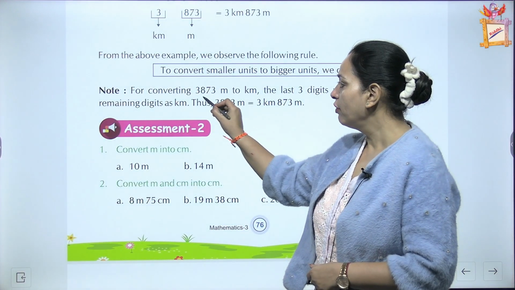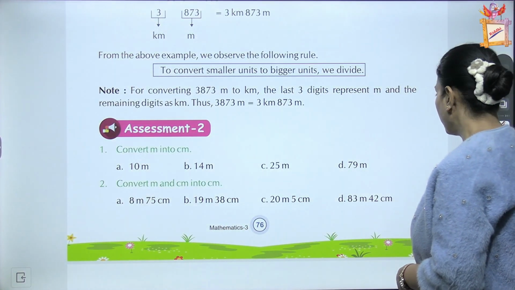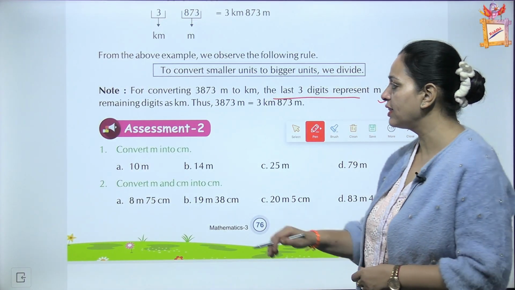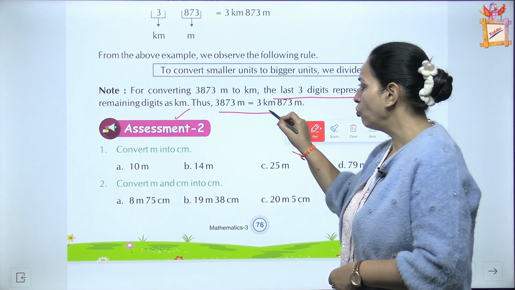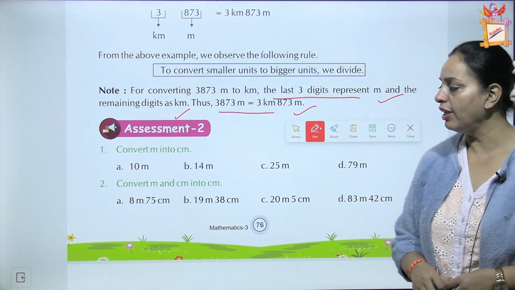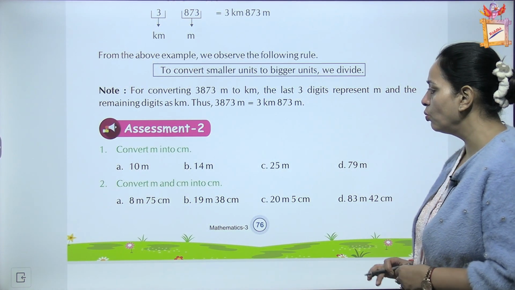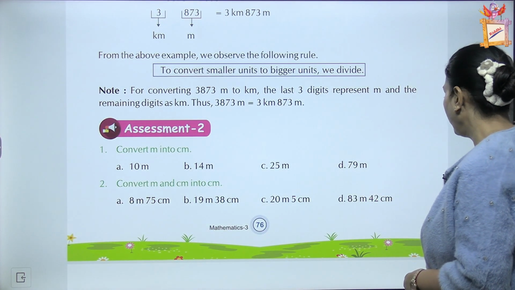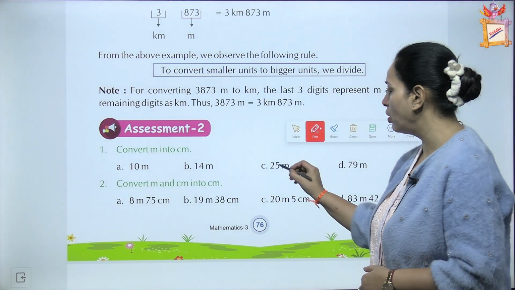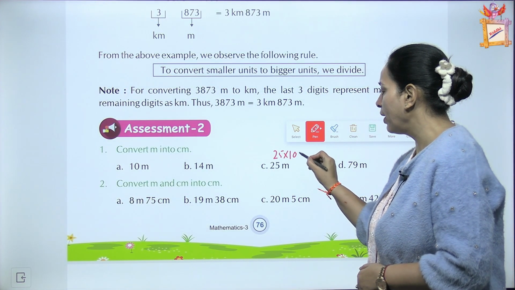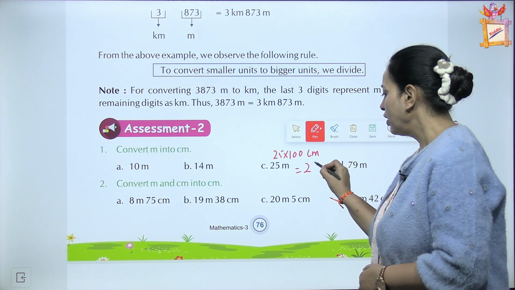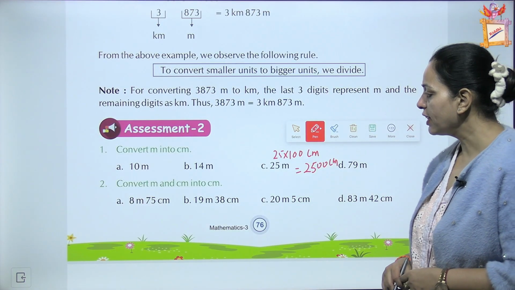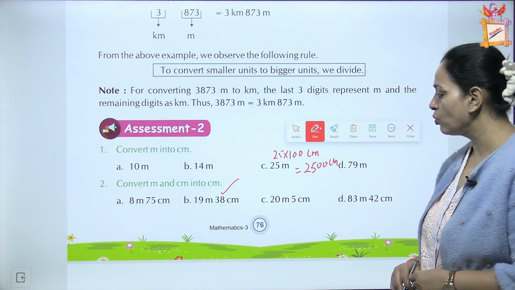Now for converting 3873 meter to kilometer, the last three digits represent meter and the remaining digits represent kilometer. So 3 kilometer 873 meter. Now assessment 2. The first one, convert meter into centimeter. C part, 25 meter. Meter, that is bigger to smaller. So 25 multiply by 100 centimeter, 2500 centimeter. So remaining parts you can try. The second one, convert meter and centimeter into centimeter.